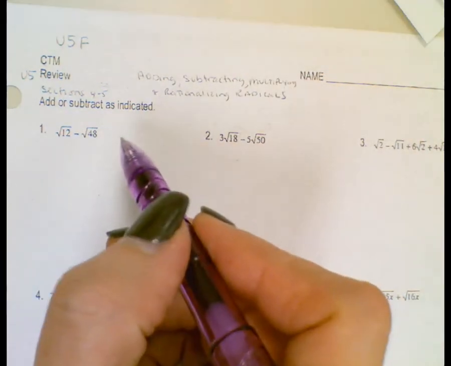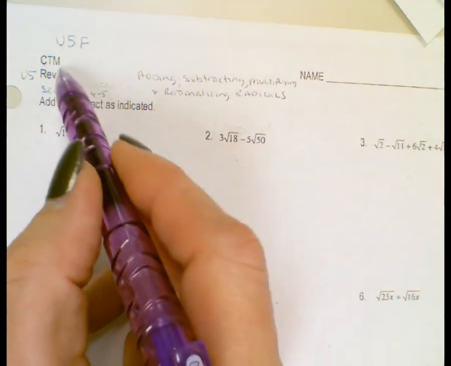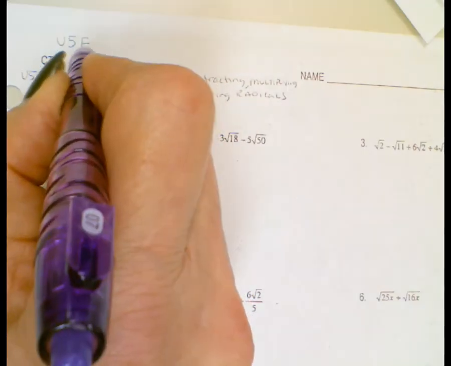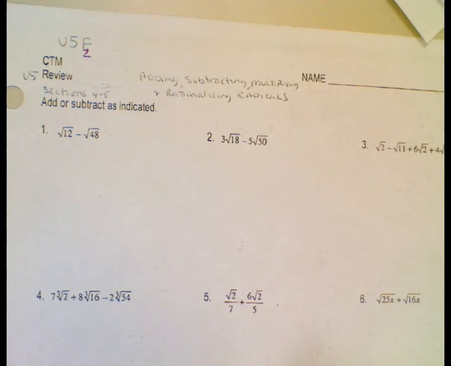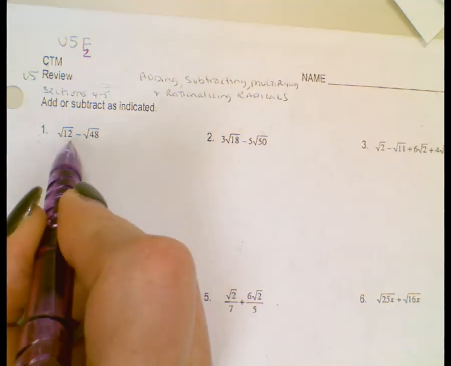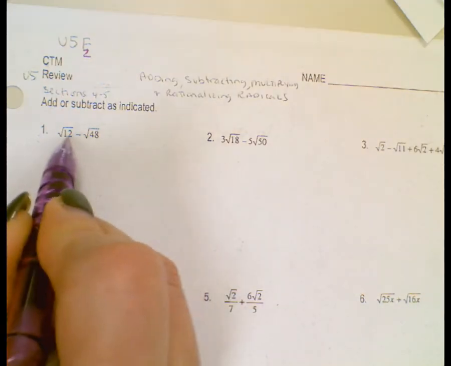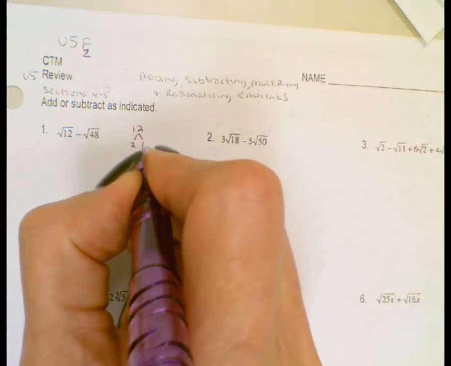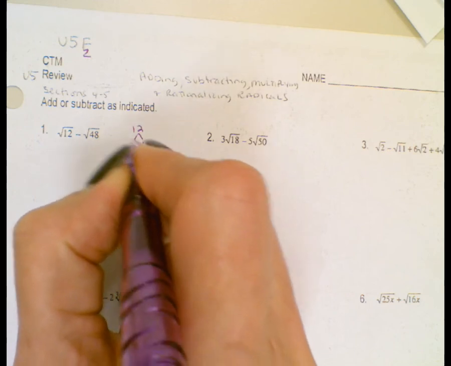Okay, this is the U5F CTM review. This is the second F, so I'll call this F2 because the other one's U5F also. So first thing you do is simplify these so that you can add them. Right now they're not like radicals, but off to the side, if you did a factor tree, you'll see that you have two 2's.